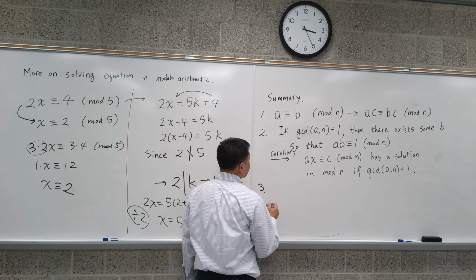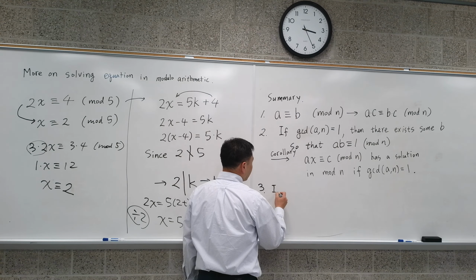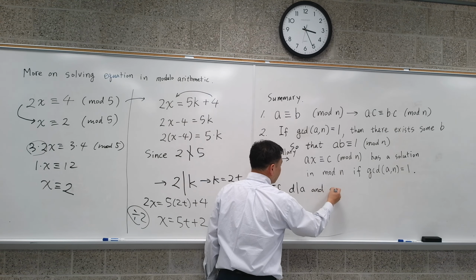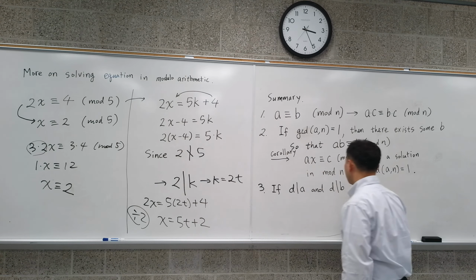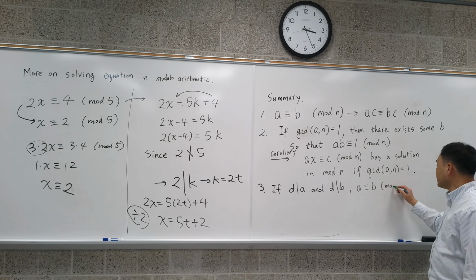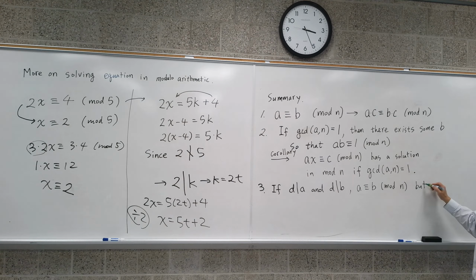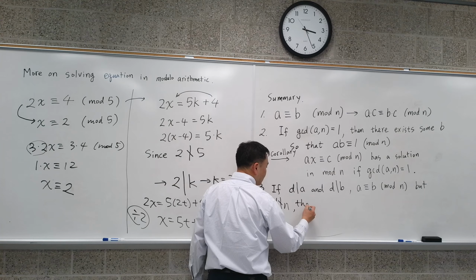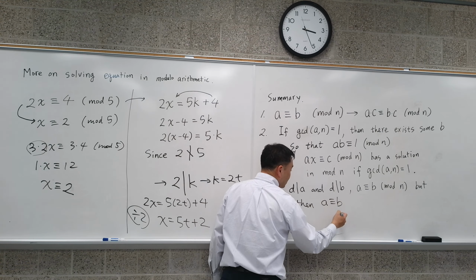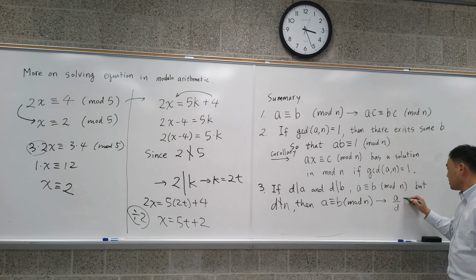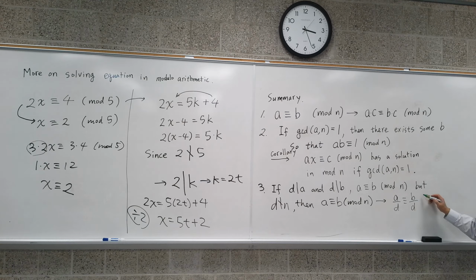Number 3. If D divides A and D divides B, A is congruent to B mod n, but D does not divide n, then A congruent B mod n, from this you can divide both sides by D. And you don't have to change this, okay?